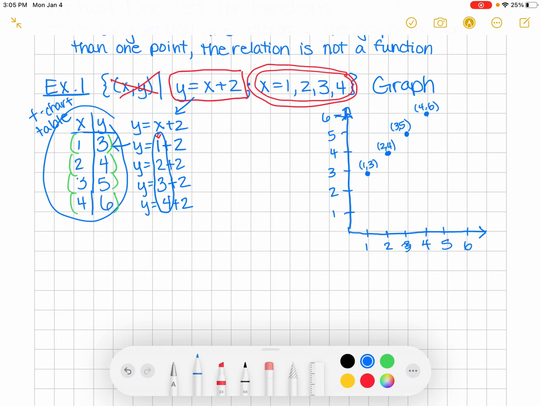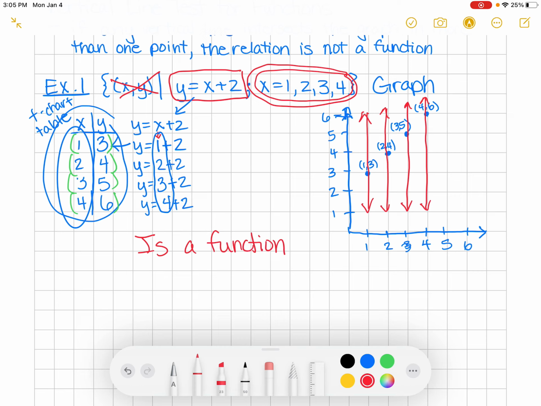So I know it's a function because I don't ever have my x's twice. Remember, that's how you tell if it's not a function. And this passes the vertical line test. So a vertical line does not go through 2 points, right? So it has to be a vertical line to do that. So this is a function.